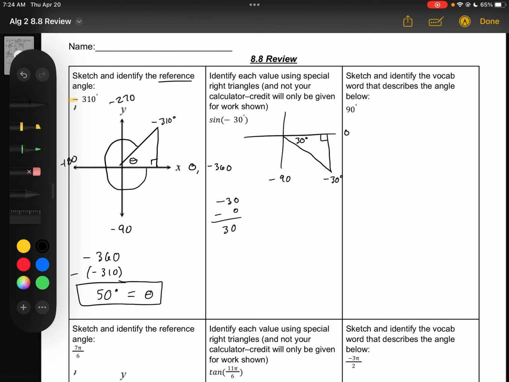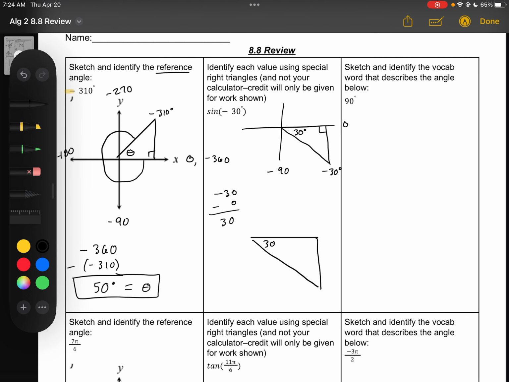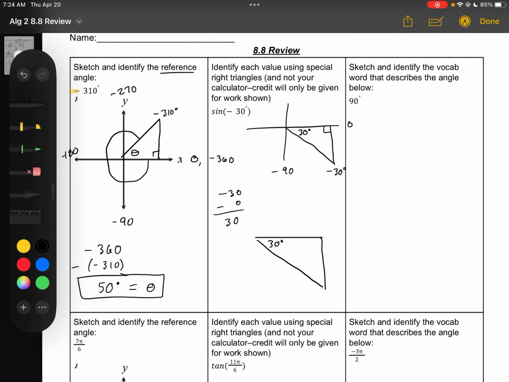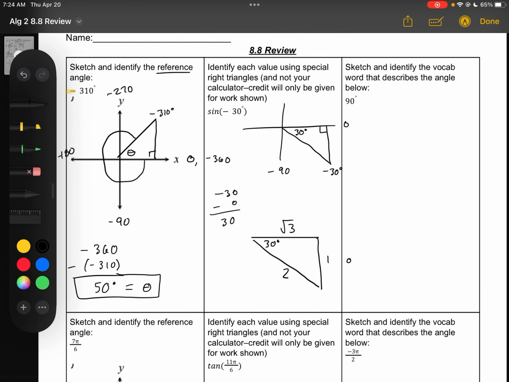So now we can redraw our triangle a little bit larger. We're going to see that 30 is here. So using our special right triangles, we can determine we have 1, root 3, and then 2. We have our y value, our x value, and our r value. We know that root 3 goes to the right, so that's positive, but we know that 1 goes down, so that is negative. So in this case, sine is y over r, so we can have a final value of negative 1 over 2 for sine.